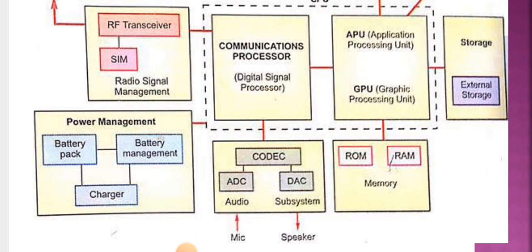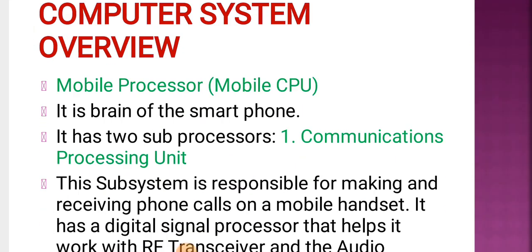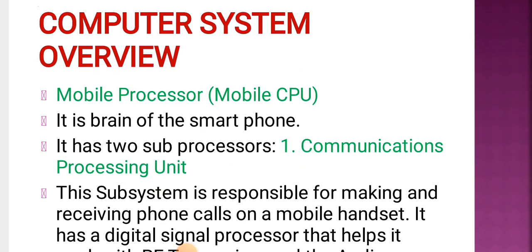Now we are going to see the theory part one by one. First, the mobile processor. What is meant by a mobile processor? It is nothing but the mobile CPU, built into the mobile. Inside the mobile we can see the processor. It is the brain of the smartphone, the same way the CPU is the brain of the computer.